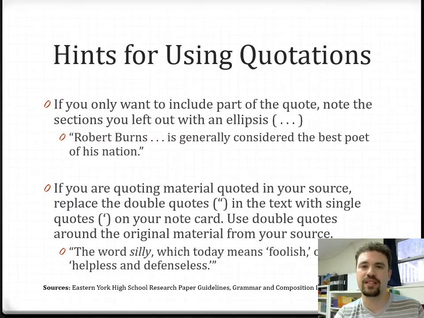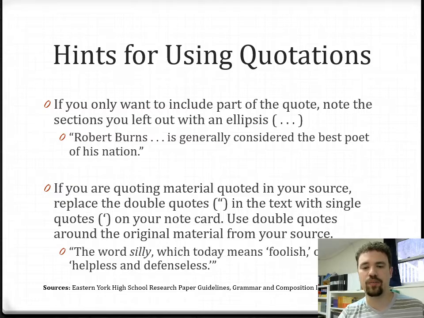Okay, so what that means is that if the source you're reading quotes someone else, which may very likely happen, then you would replace their double quotes with single quotes and then put double quotes around the thing that you quoted from the source that you're actually looking at. So there's a little bit of an example down here. The word 'silly,' which today means foolish. Okay, so that was in double quotes in my original source material. I've put it in single quotes, and I put double quotes around the whole thing.